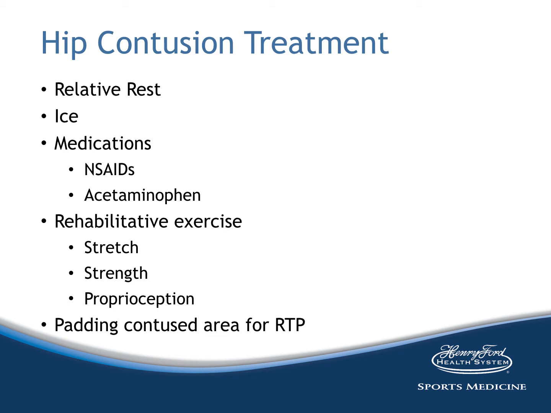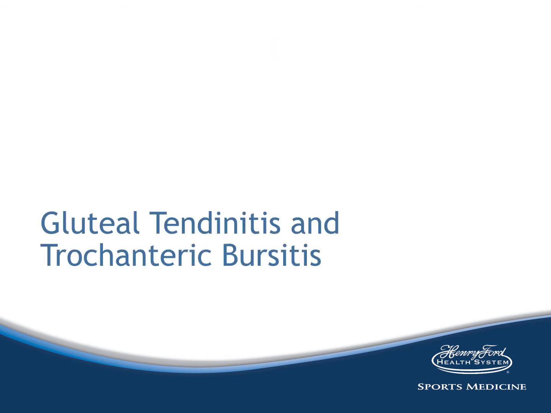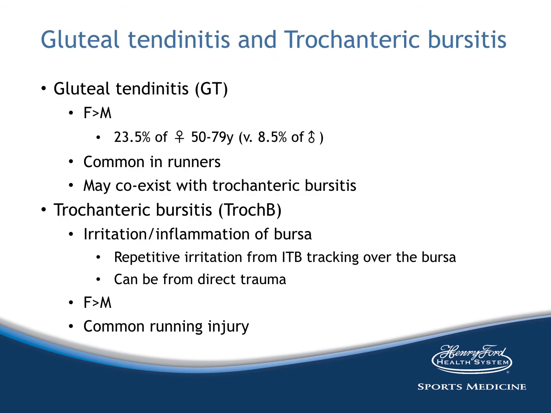Let's move on now and talk about gluteal tendonitis and trochanteric bursitis. Gluteal tendonitis is more common in females than in males. When you look at the 50 to 79 age group, it's present in roughly 25% of females, where it's only present in less than 10% of the males. It's a common problem in runners and may coexist with trochanteric bursitis.